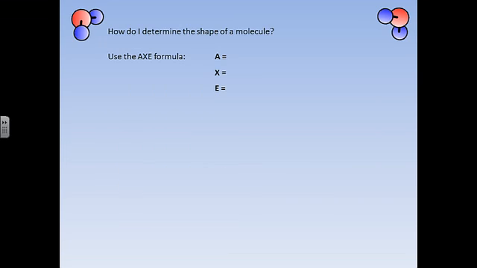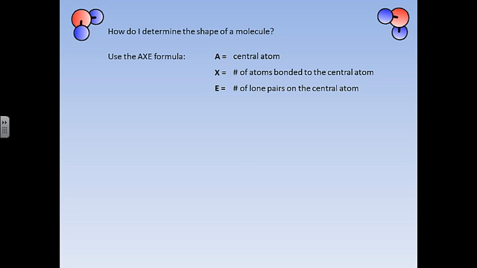To determine the shape of a molecule, write the AXE formula. The A represents the central atom. There will only be one atom designated with an A. The X represents the number of atoms bonded to the central atom. They may all be the same type of atom, or they might not. The E represents the number of lone pairs on the central atom.